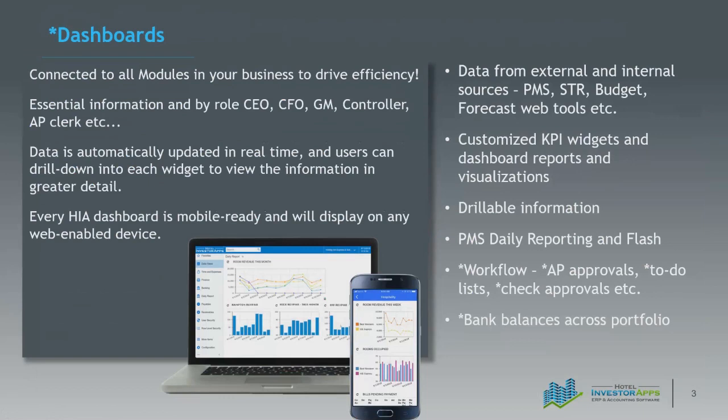You'll have full drill down capabilities from these dashboards into your KPIs to see what exactly makes up the numbers that you're seeing. Data is pulled from PMS, budgeting and forecasting, workflow, and other web-based tools so that your teams can be as efficient as possible and have the information they need to make wise decisions. On your dashboards, you can also stream your cash position across your portfolio or by a single hotel, through our Bank Connect product.